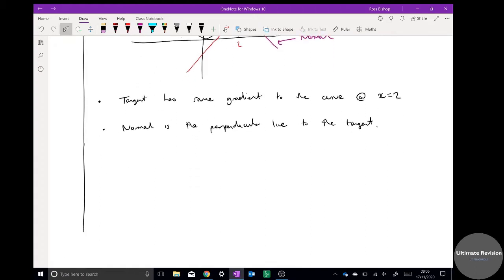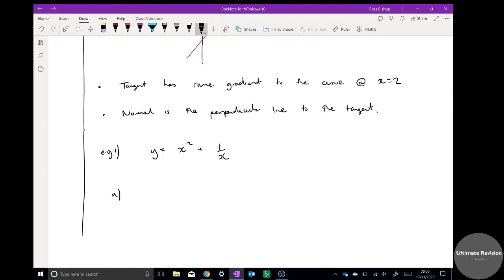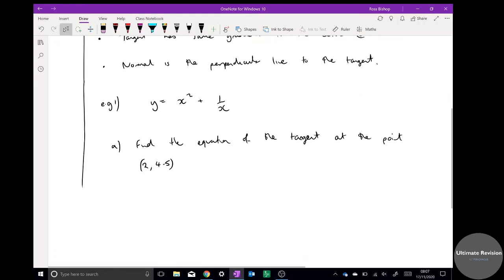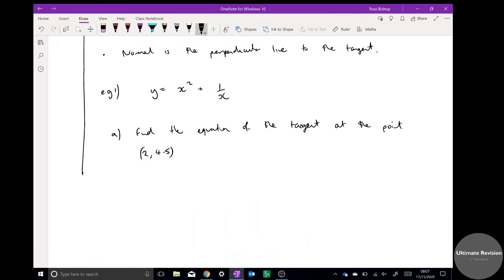And we're just going to go straight in with an example, so example 1. We have a curve, y equals x squared plus 1 over x, and the question is find the equation of the tangent at the point (2, 4.5). Okay, so we've got a curve, y equals x squared plus 1 over x, and we've got to find the equation of the tangent at the point (2, 4.5).